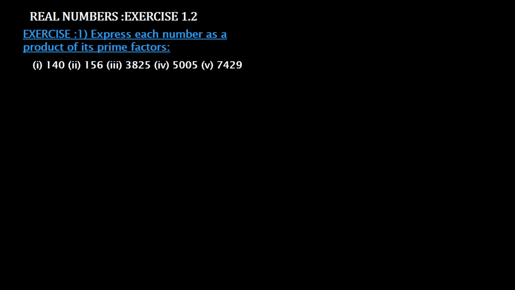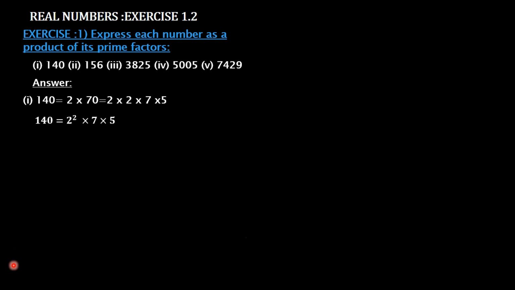Then what is 140? 140 is 70 into 2. What is 70? 35 into 2. Then what is 35? 7 into 5. Then what is 140? 140 equal to 2 into 2 into 7 into 5. That is 35 into 2, 70 into 2, 140. Therefore, we can rearrange the term as 140 equal to 2 square into 7 into 5. This is our answer.